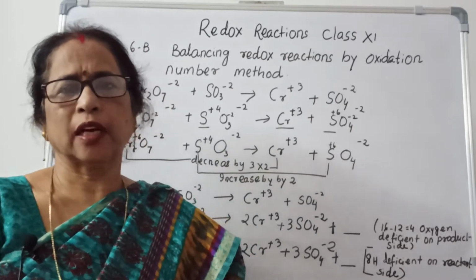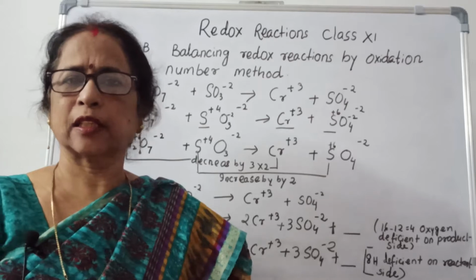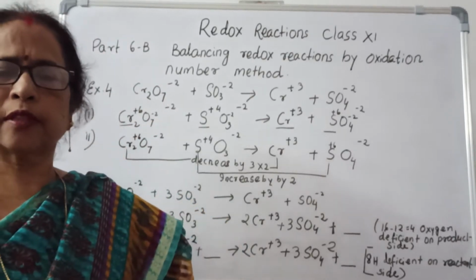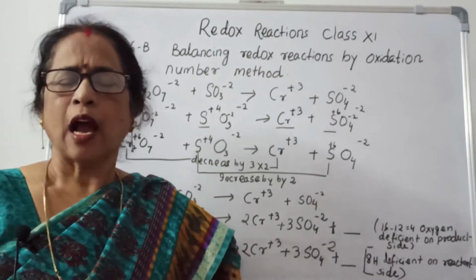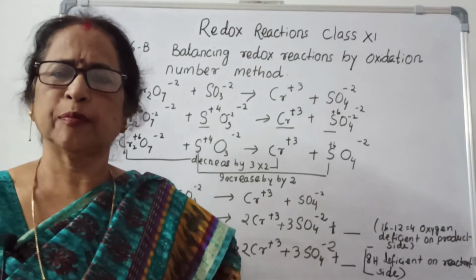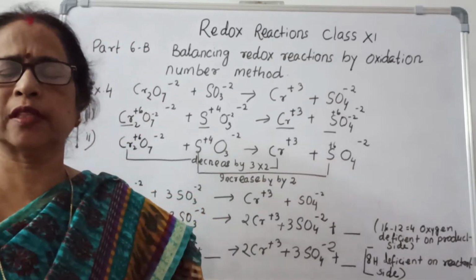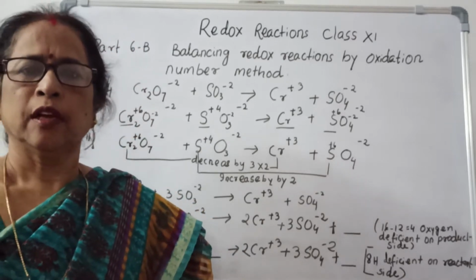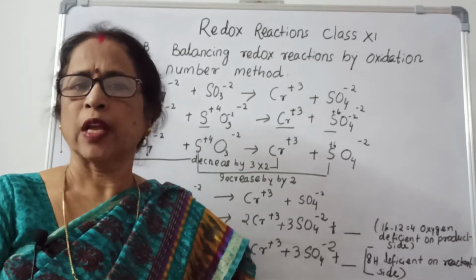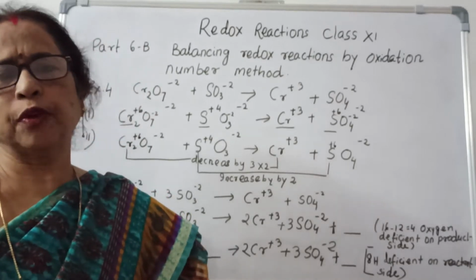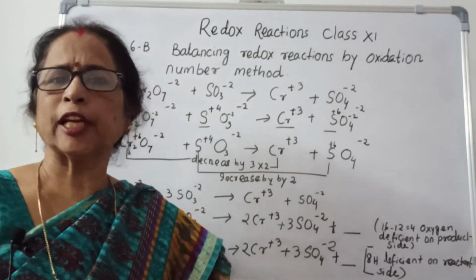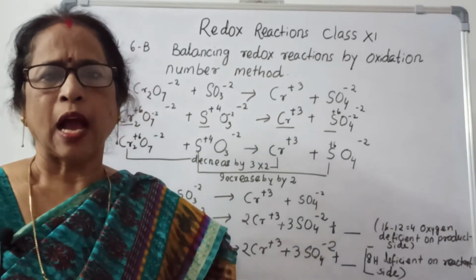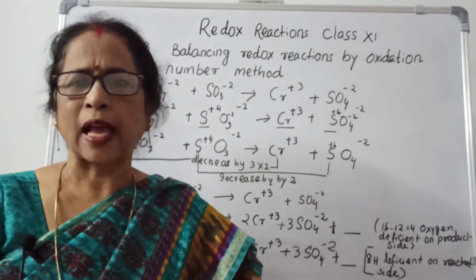Hope you understood the balancing chapter, balancing by the oxidation number method. In previous videos 6a, I explained three examples of redox reactions where I balanced by the oxidation number method. I also told you there are many steps we will follow one by one, then automatically we will observe the balance is already done. Now I am going to explain one example.